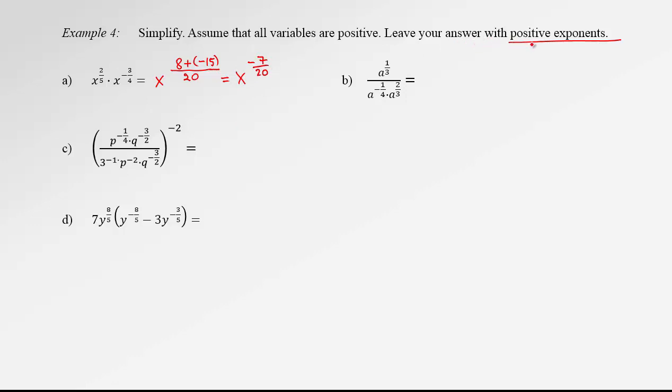Since we want to leave the answer with positive exponents, let's fix this negative by moving the whole expression to the denominator. So we have 1 over x to the 7/20. And since we don't really have any indication whether to leave the answer in exponential form or in radical form, we could leave the answer as it is, or equivalently, we could say 1 over the 20th-degree root of x to the 7. So either like this or like that, both are fine.